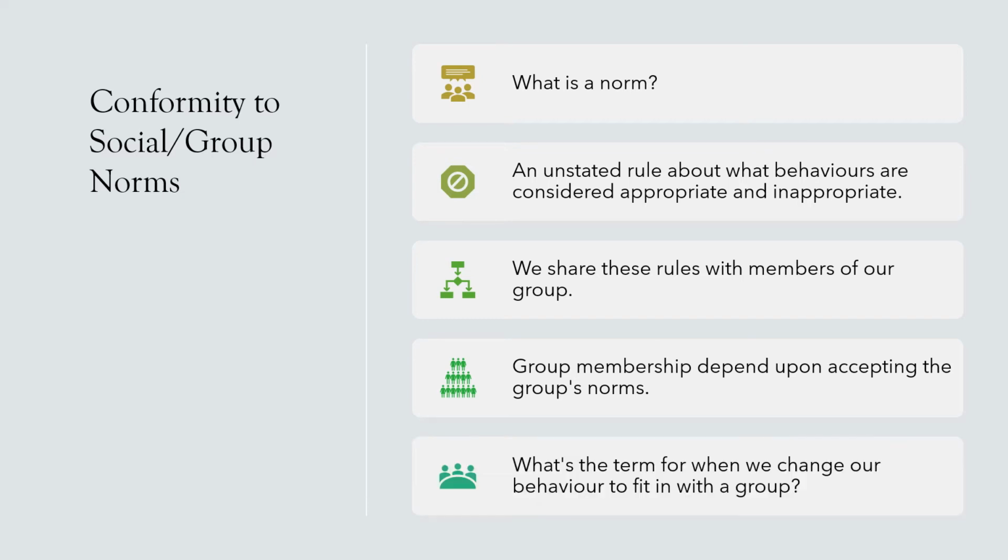What's the term for when we change our behaviour to fit in with a group? And it's one of the key terms of the social approach. So pause me now, have a little think about it. This, of course, is conformity. And if you remember, there's three types of conformity: compliance, identification, and internalization. And all three of those describe the way that we change our behaviour in order to fit in with the majority.